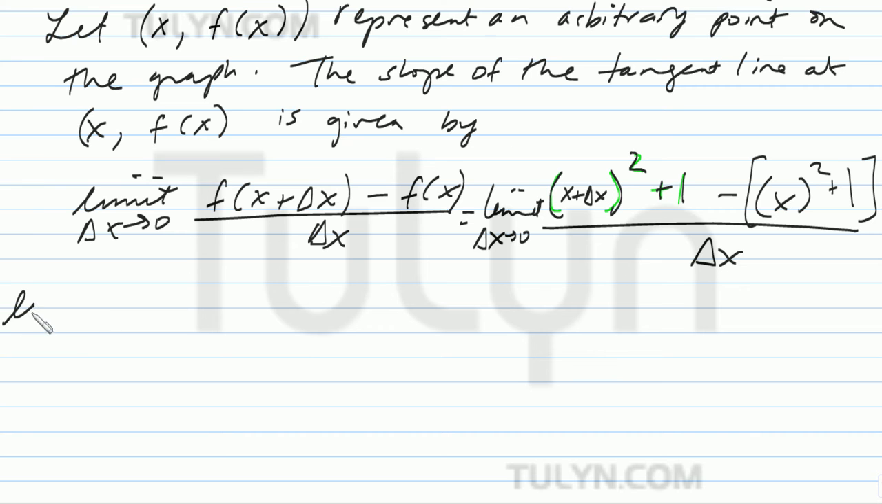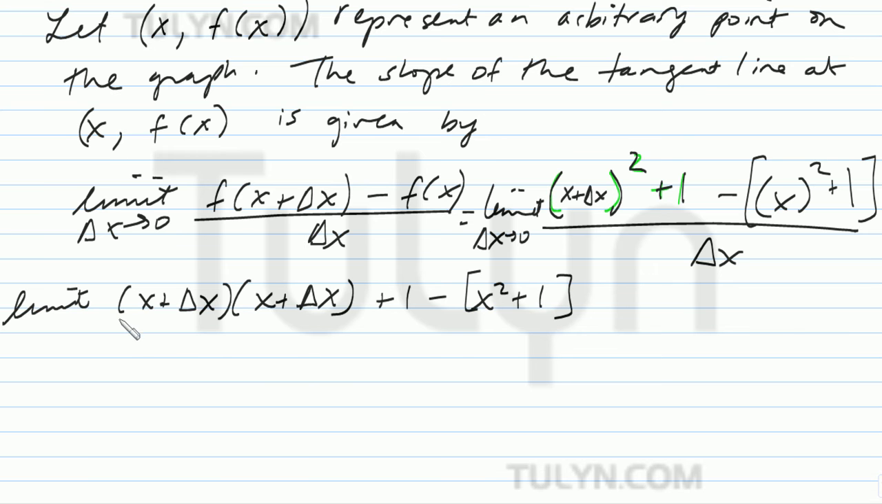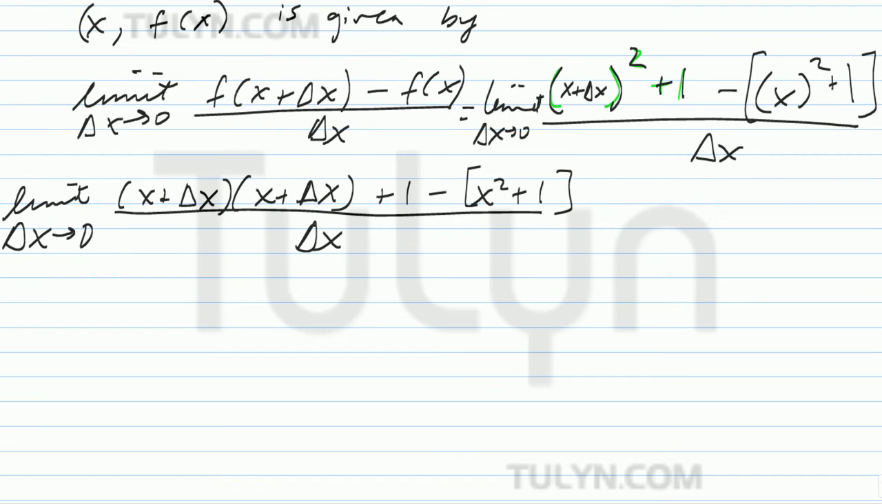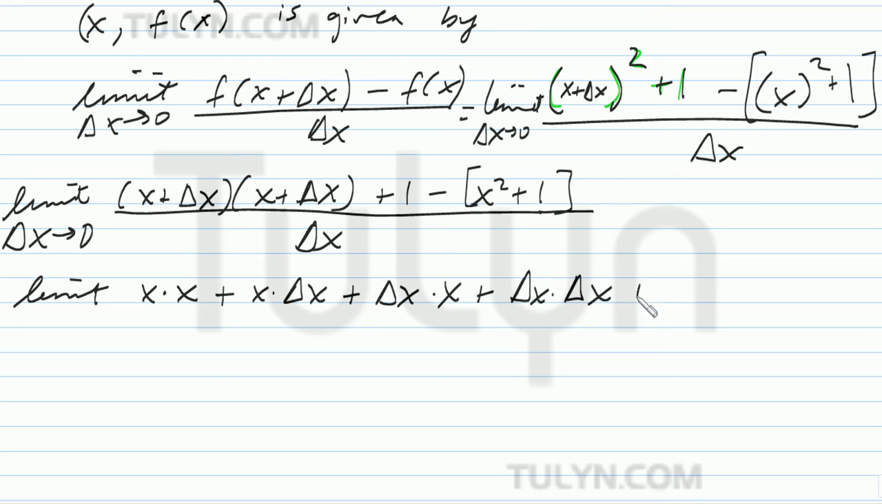So then I'm going to get the limit of x plus delta x times x plus delta x plus 1 minus x squared plus 1, all divided by delta x as delta x approaches 0. So go ahead and you're going to FOIL. First term times first term, plus the outer, x times delta x, plus the inner, delta x times x, plus the last in each term, delta x times delta x, plus 1.